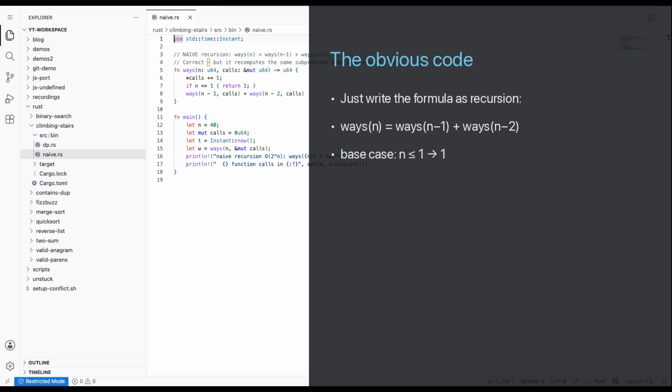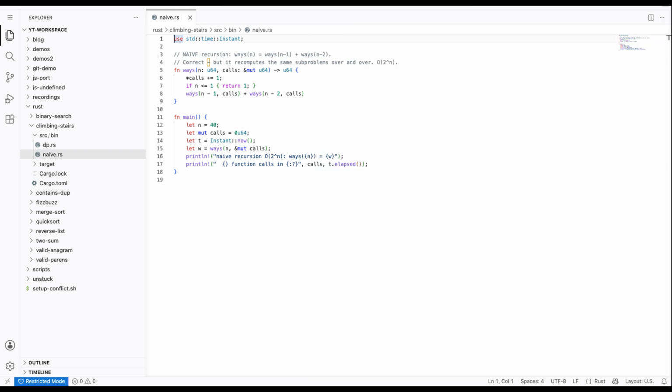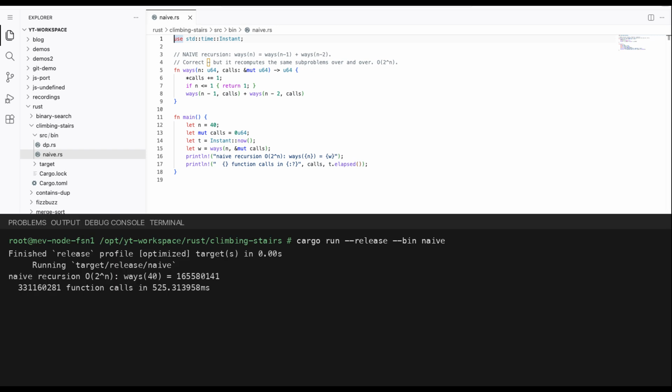A recursive function that calls itself for n-1 and n-2 with a base case at the bottom. Let's do exactly that and count how many times the function gets called. Here it is in Rust. If n is 0 or 1, there's 1 way. Otherwise, ways of n-1 plus ways of n-2. We pass a counter to tally every single call. Looks perfect. Run it for n equals 40.